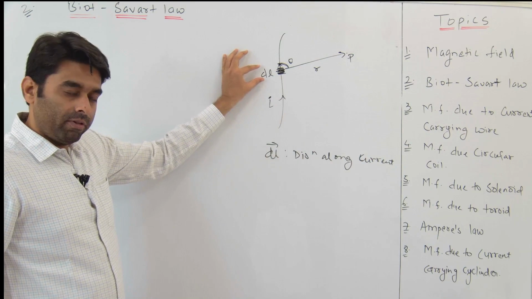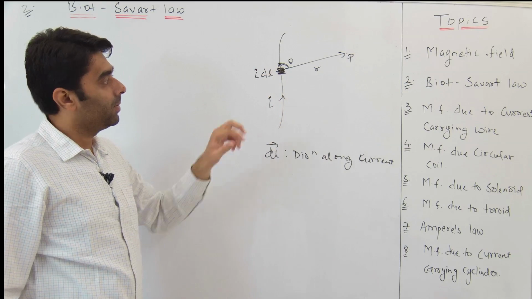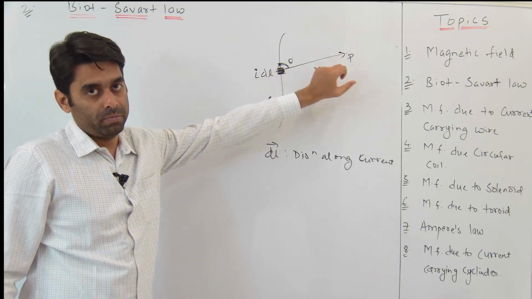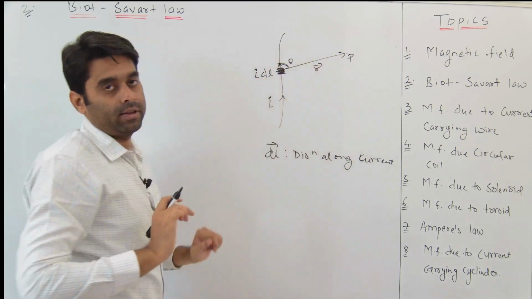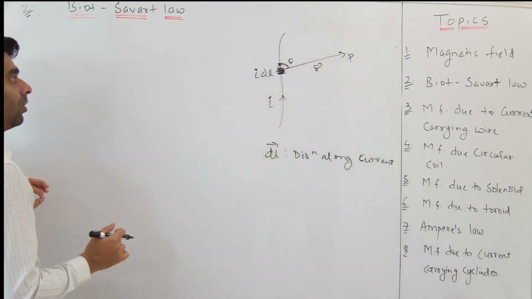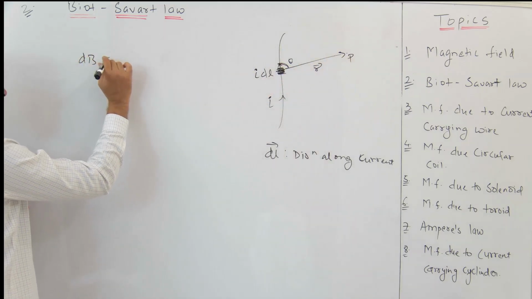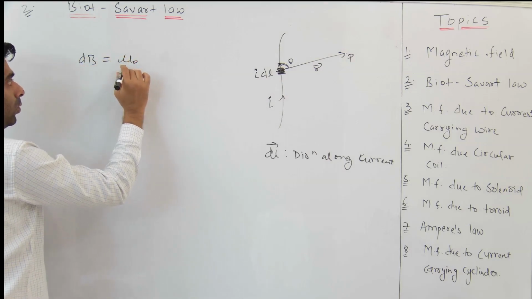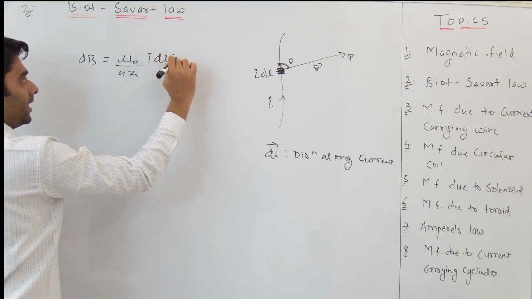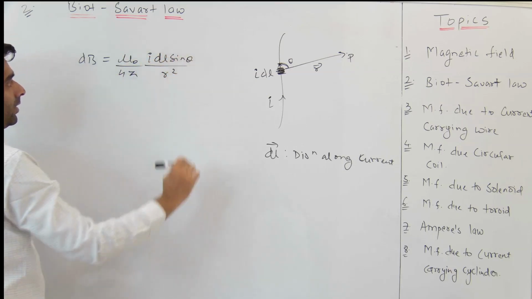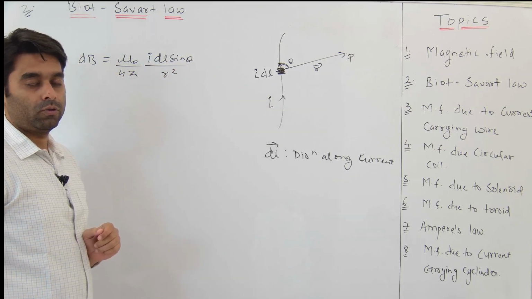So the situation we have is a wire through which current I is flowing. We have considered a small current element dl, which we also call I dl, the current element, and at a distance of r, a point P is present. The position vector of point P, r vector, is making an angle theta with dl, right? According to Biot-Savart law, the magnetic field at point P, dB, is equal to mu naught by 4 pi, I dl sine theta by r square. This is the magnetic field at point P due to the small current carrying element.